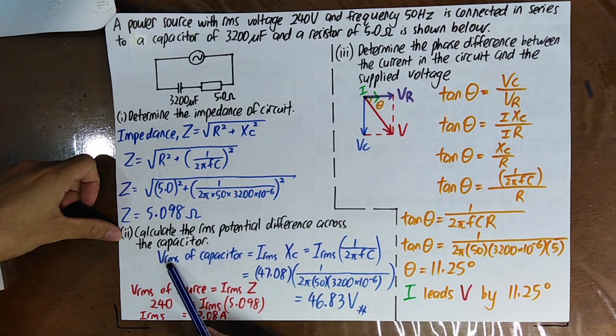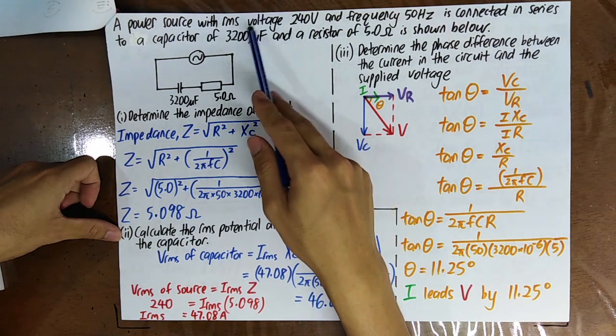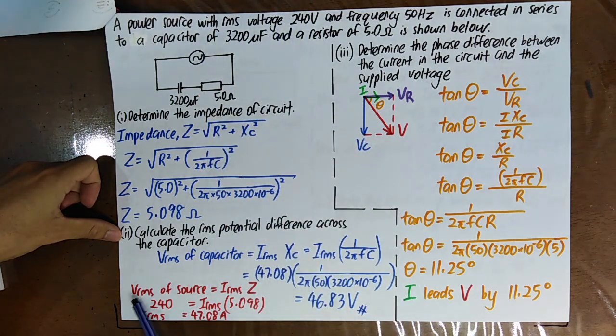When you want to find the root mean square potential difference across the capacitor, you have to know the root mean square current first. So how do you know the root mean square current? In the question, they give us the root mean square voltage of the power source. Then therefore you can use this formula. Root mean square voltage of the source is equal to the root mean square current times the impedance. Then you can get the root mean square current. Then you substitute the value for the root mean square current here. Okay, root mean square voltage across the capacitor is equal to IRMS times the reactance of the capacitor.